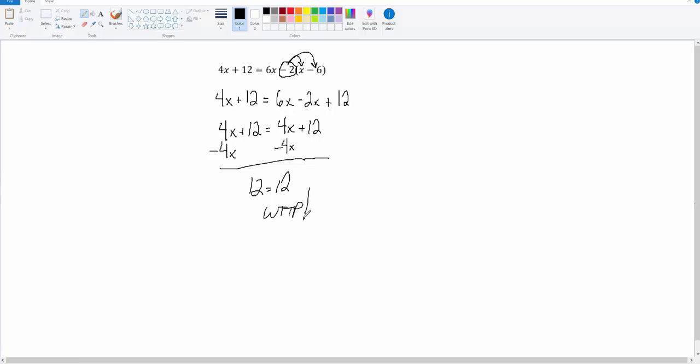Anytime the x's cancel out, then either our answer is going to be all real numbers or no solutions. Since this is 12 equals 12, our answer is all real numbers. If it was a false statement, like it was 12 equals 7, then we would have said the answer is no solution. Let's get to the next question.